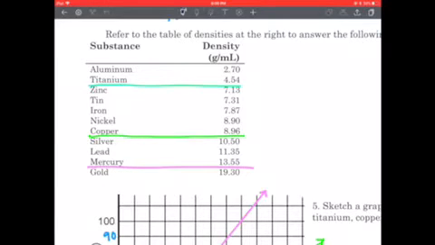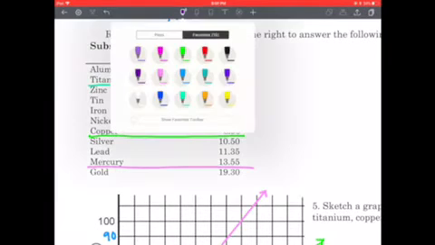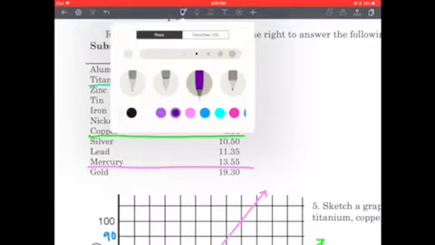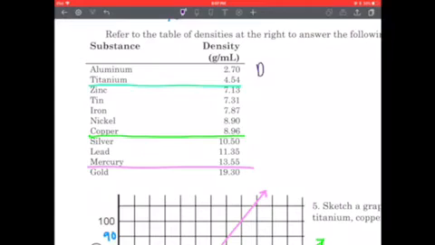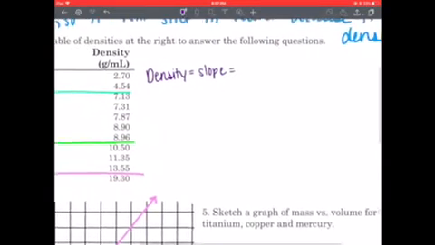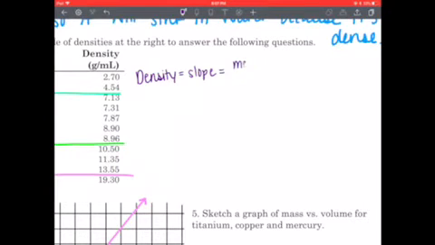Now, in our notes, we talked about how density, oh, that's very large. Let's change. Awesome. That density is the slope of your mass versus volume line. And the reason we know that is because the slope is your mass over your volume, which we know is the same thing as density. The mass to volume ratio is the density of your substance.